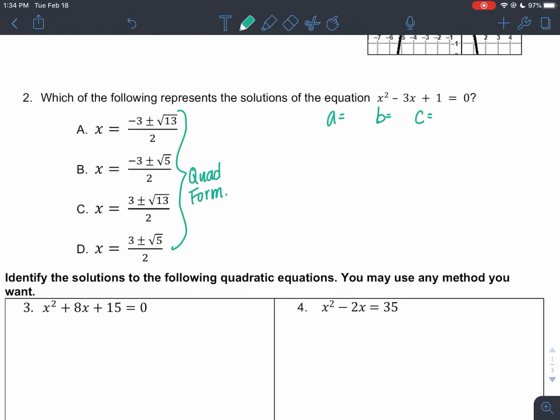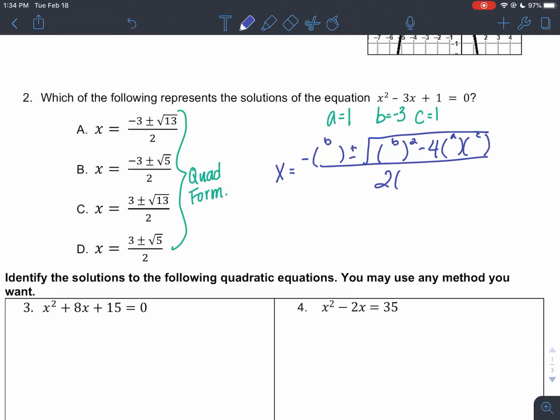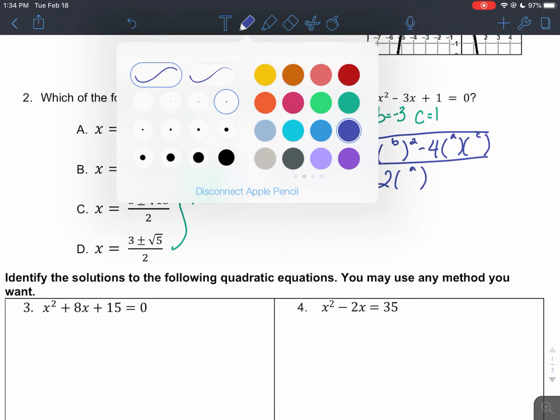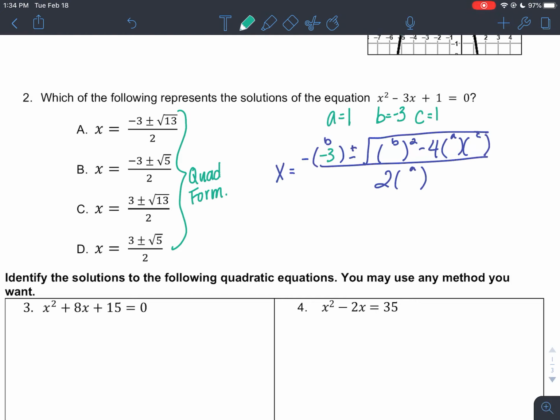So here, the hidden number in front of x squared is my a, which is 1. b is the number in front of x. We see that it's -3. And c is my last number, which is just 1. So to plug it into the quadratic formula, we know x is equal to -b plus or minus the square root of b squared minus 4 times a times c, all over 2 times a. So now I'm just going to plug in those numbers I know. I'm plugging in -3 for b, 1 for a, and 1 for c.